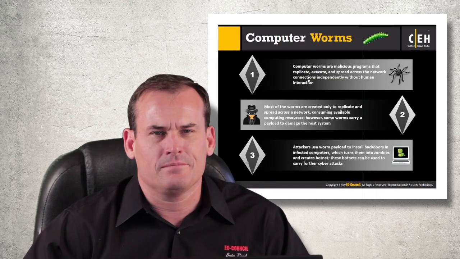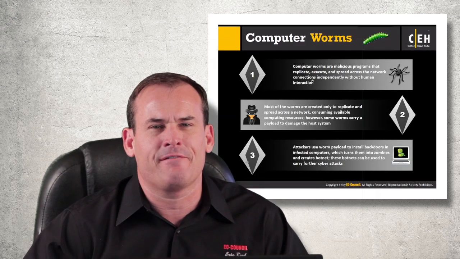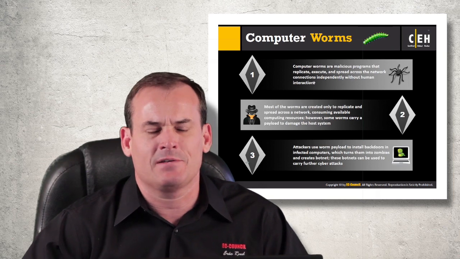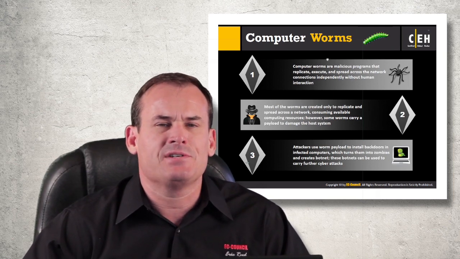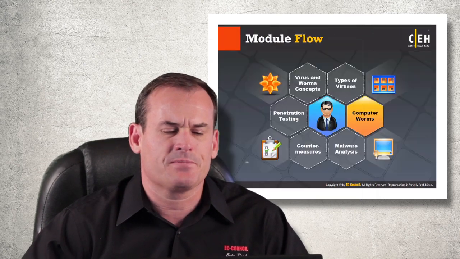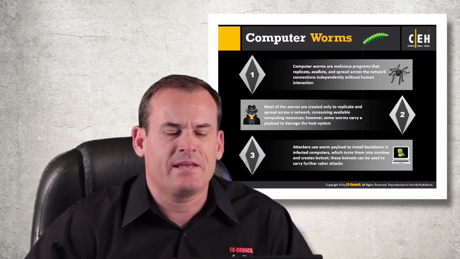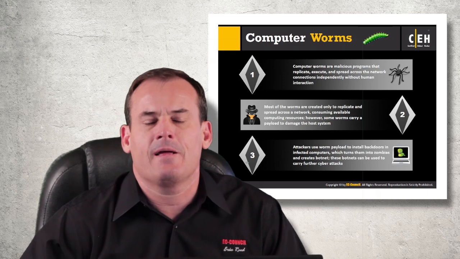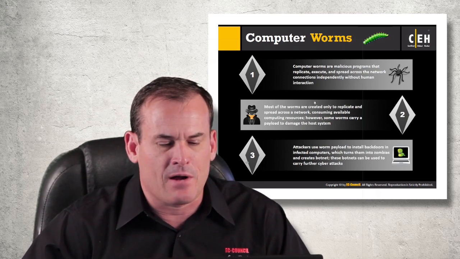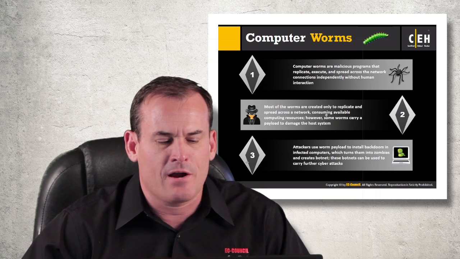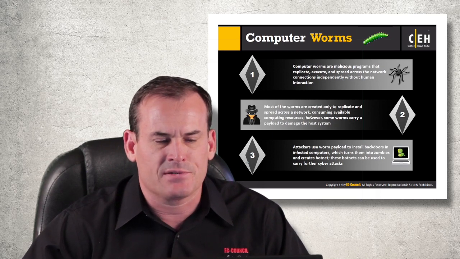All right, the worm. The worm is a freestanding autonomous program. They replicate on their own. They may actually just consume system resources, and they may actually carry like a virus along with it for purpose of infection. So most worms are created only to replicate and spread across the network. Some worms actually carry a payload to damage the host system.